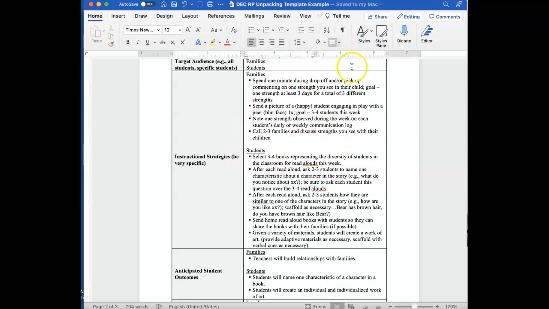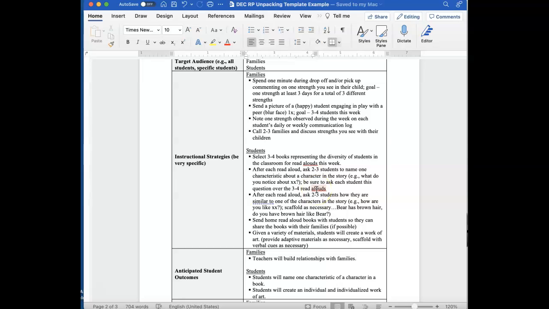But what am I going to do with families to implement that recommended practice? Now, what am I going to do with my students? These instructional strategies need to go back to that instructional objective that I just talked about. I talked about doing a read aloud, and I talked about doing some kind of art expression or art project. So that's what I'm going to talk about here.